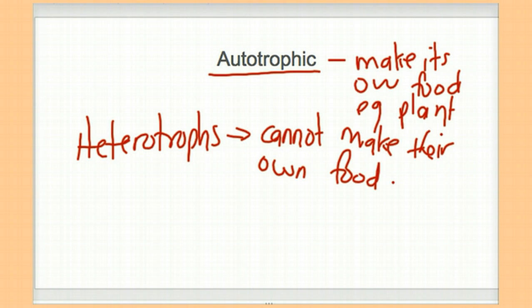An example of heterotrophs are us, humans. We cannot make our own food because we have animal cells, and our cells do not have chloroplasts. So we cannot carry out photosynthesis, and we depend on other organisms that have food available for us, so we tend to feed on other organisms. Plants do not feed on other organisms because they have the ability to make their own food. Next slide.